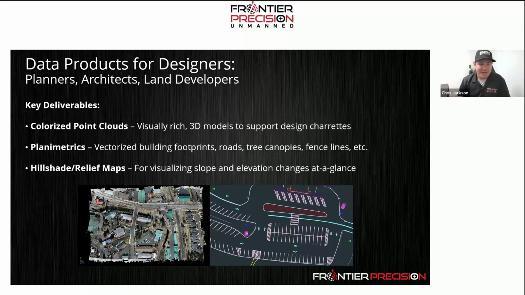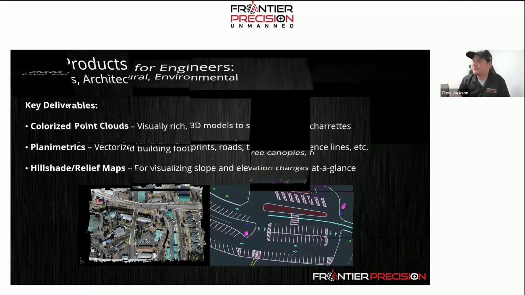Planimetrics, so basically vectorizing everything that you see in an image. So being able to digitally define where all of your parking strips are, your manholes, paint striping, power lines, all that sort of stuff. We're able to get into our software georeferenced in a digital form. And then hill shade and relief maps, another way that we can visualize some elevation changes. Really great if you're going to be putting solar panels on a building, figuring out which area of the building is going to get the most sunlight, just as an example.